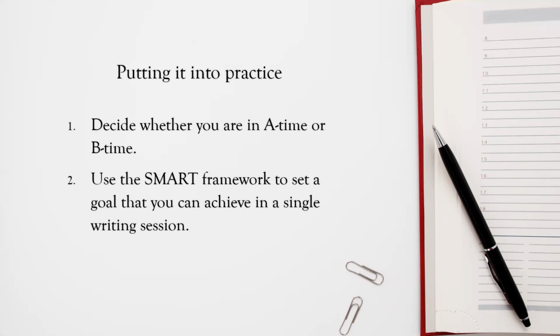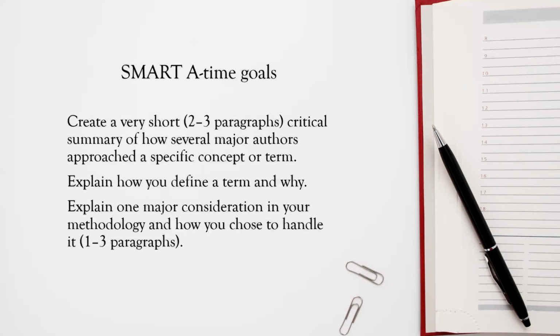Sitting down to write a chapter is a recipe for writer's block. Instead, good A-time tasks might be: create a very short 2 to 3 paragraph critical summary of how several major authors approached a specific concept or term. Explain how you define a term and why. Explain one major consideration in your methodology and how you chose to handle it, usually in 1 to 3 paragraphs.